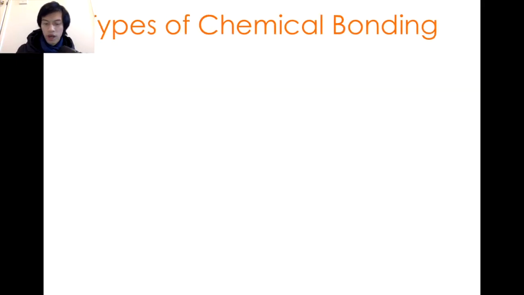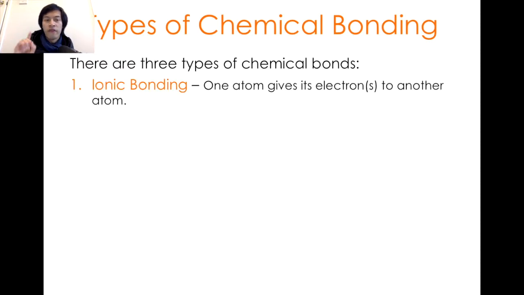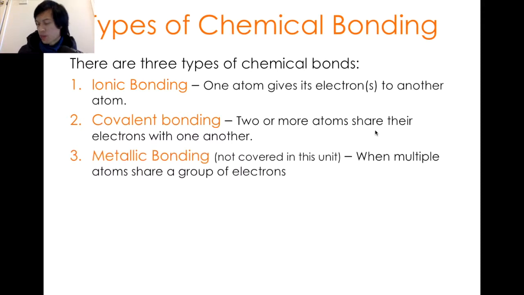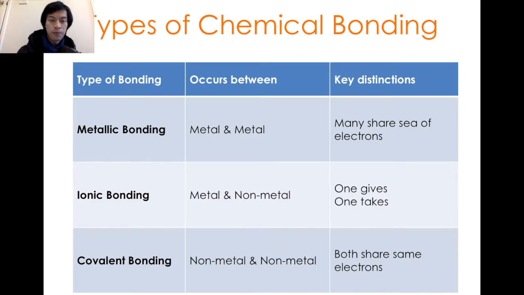Now, there are three types of chemical bonds. The first is ionic bonding, which is the one we're going to look at in this video, where one atom will give its electron or electrons to another atom. In other words, one will give and one will take. Then a covalent bond, where two or more atoms will share their electrons with one another, the key word here being share. And the third one, metallic bonding, which we're not going to cover in this series, where multiple atoms will share a group of electrons called a sea of electrons.